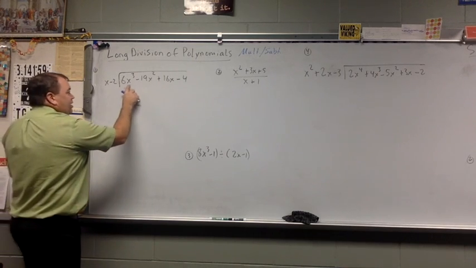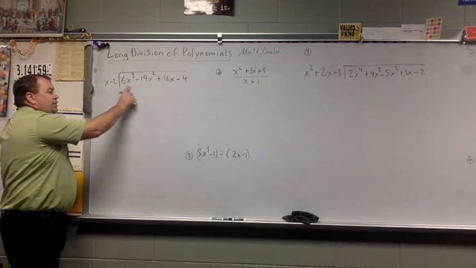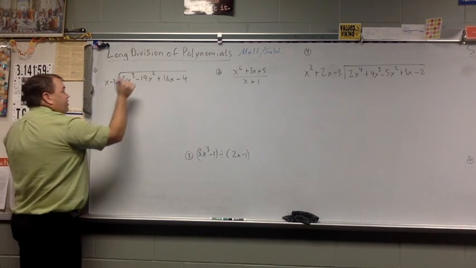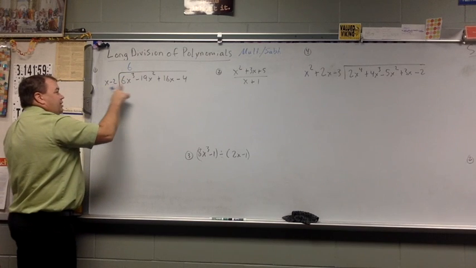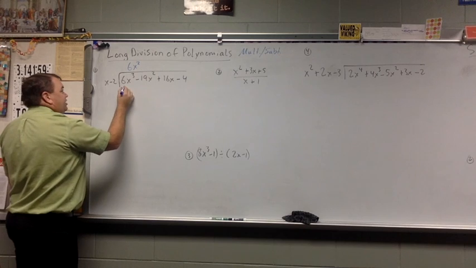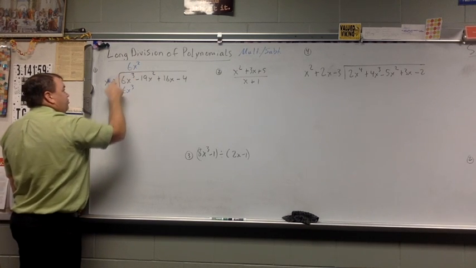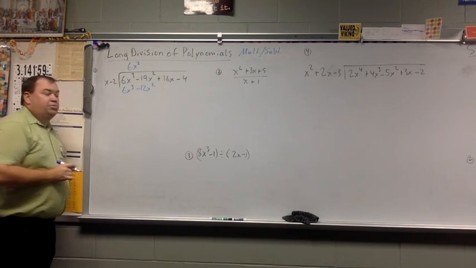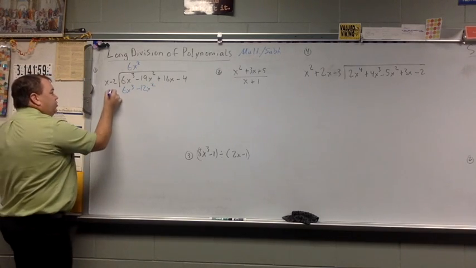So I'm trying to make my leading coefficients the same. So this is definitely missing a 6, and it's missing a couple of x's. When I multiply this in, I have to multiply it in both parts. That was my multiplication step. Now I subtract.